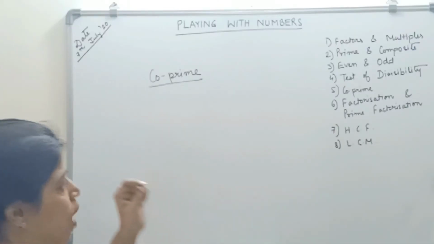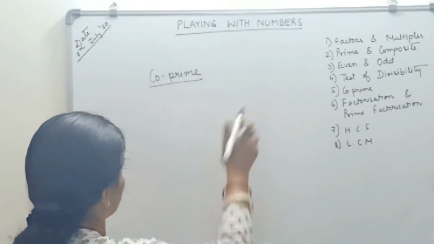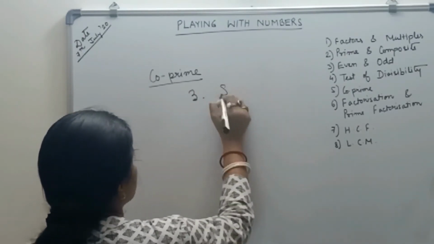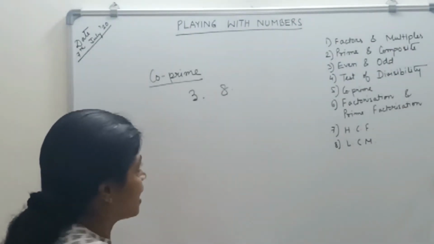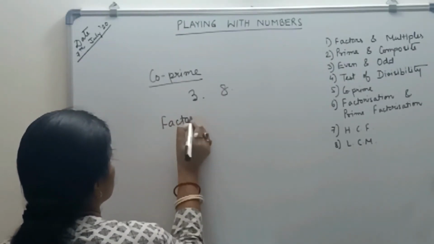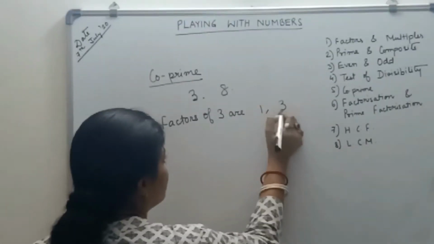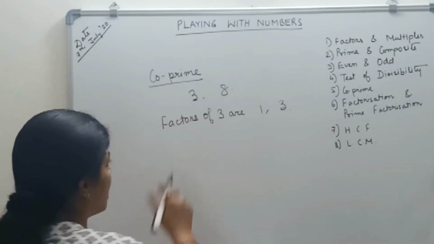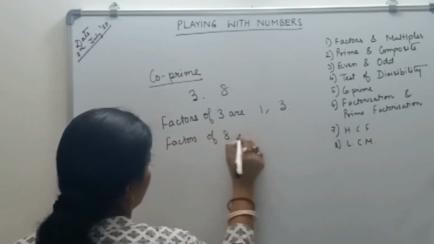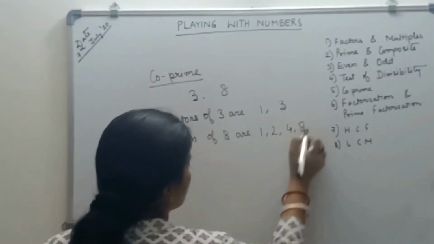Coprime: if 1 is the only common factor between two numbers. Suppose I take two numbers, 3 and 8. Let's check the factors of 3. Factors of 3 are 1 and 3 because this is a prime number. Now factors of 8 are 1, 2, 4 and 8.